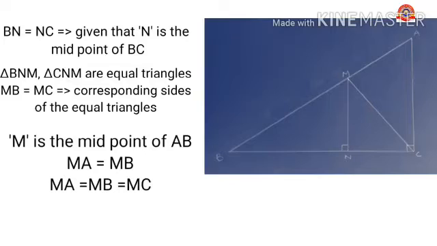That is, BM is equal to MC because corresponding sides of the equal triangles. Since M is the midpoint of AB, hence MA is equal to MB. Therefore, MA is equal to MB is equal to MC. We proved it, right? The third sub-question asks us to prove the circumcenter of a right angled triangle is the midpoint of its hypotenuse, isn't it? Shall we move?